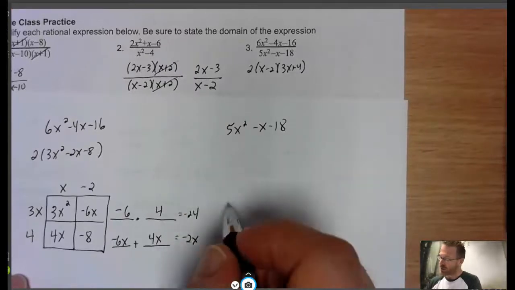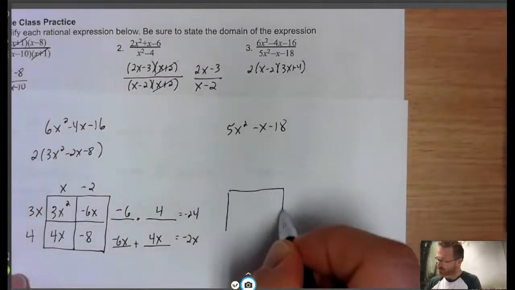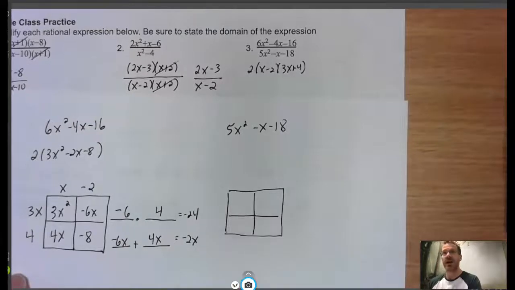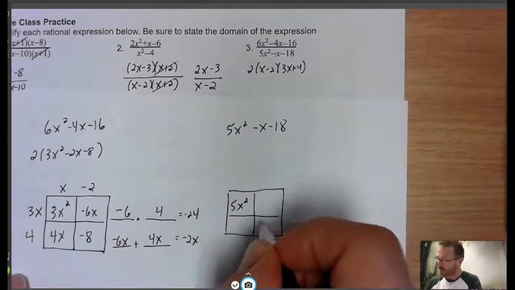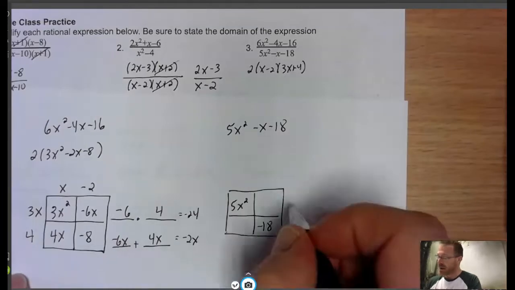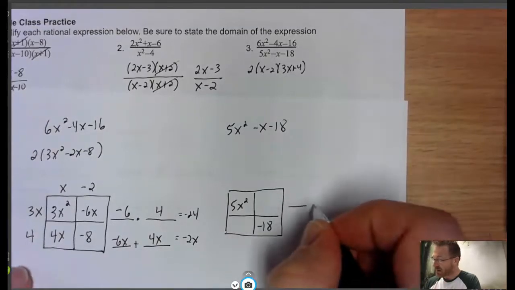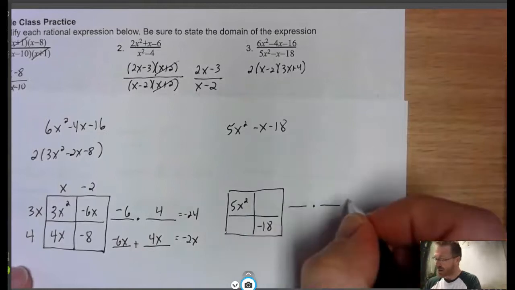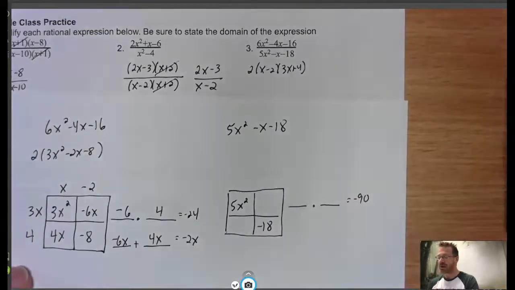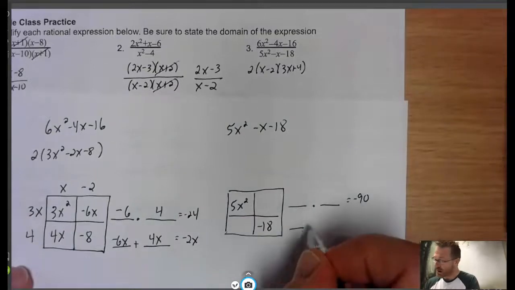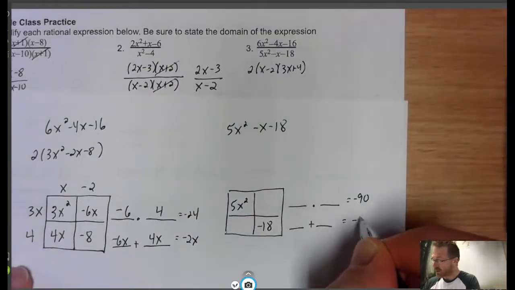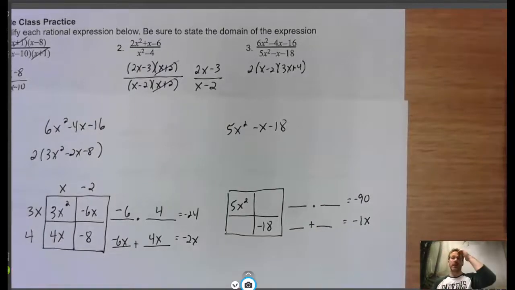Real quickly here, let's go through and factor our denominator. I'm going to drop that A term in the upper left, C term in the lower right. Now I'm going to do 5 times negative 18, so that's going to be negative 90. Then I'm going to have to find two things that add to be negative 1x. I'll give you a minute to think about that and see what you come up with. What'd you get?